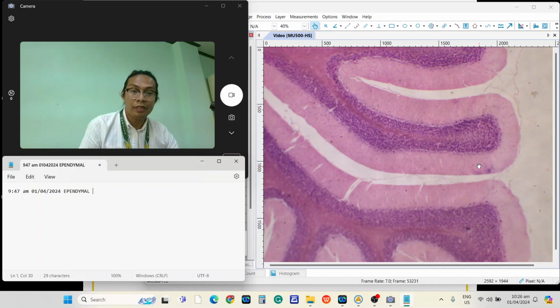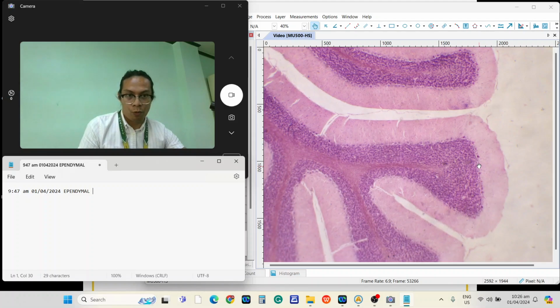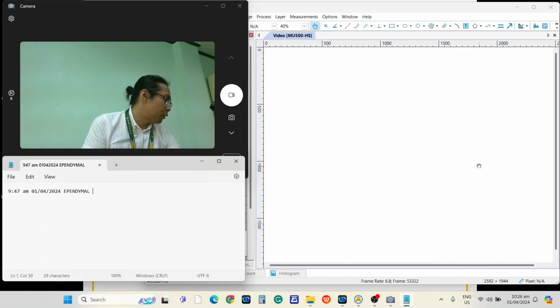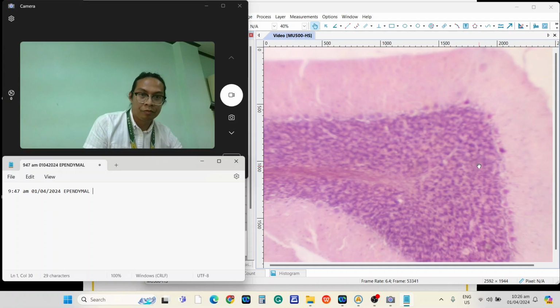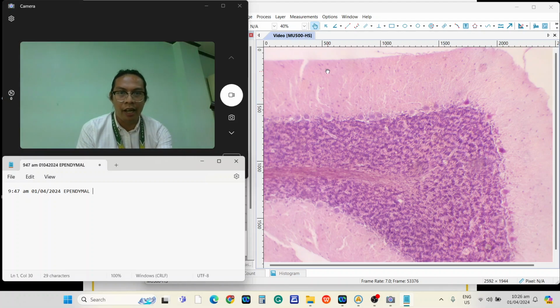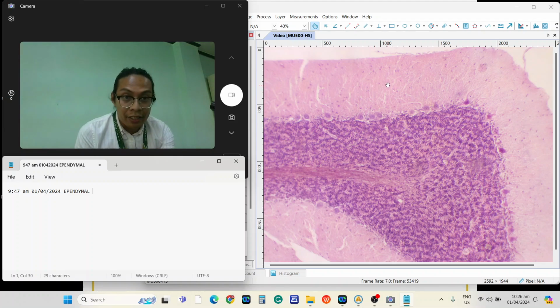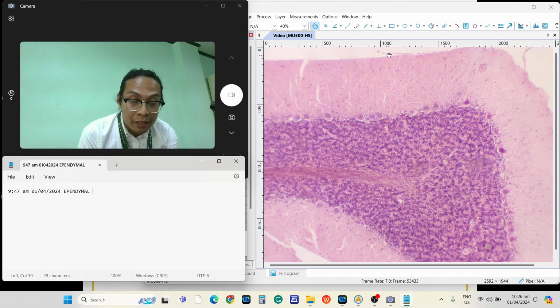Now, tingnan natin ang cerebellum under LPO. We can actually determine some layers, 'di ba? May layering tayong na-appreciate, nakikita. Punta tayo sa LPO. Yung nakikita natin lightly staining layer, that is the outer molecular layer. It is directly underneath the pia mater. Kita pa natin yung pia mater doon. Nag-delaminate na, 'di ba? Those are the pia mater. Ito yung outer molecular layer.